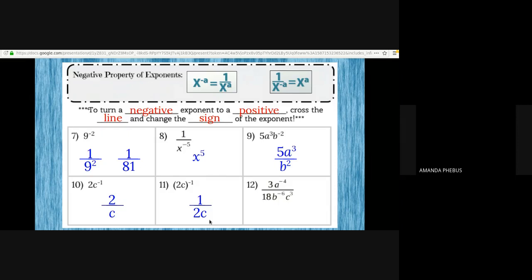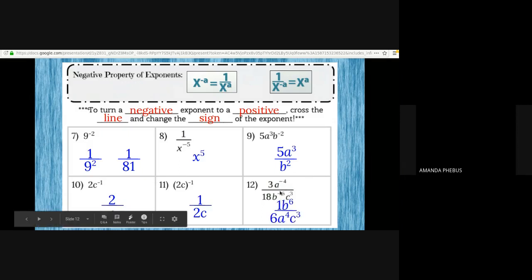All right, on number 12, we're going to get more into division later. On number 12, you need to think about this in terms of a fraction. So think of this as 3/18. That can be simplified as a fraction. 3/18 can be simplified to 1/6. And then I'm going to write that 1/6 out in just a second. But then I need to look. A doesn't want to be on top. We're going to move it to the bottom. B doesn't want to be on the bottom and wants to move to the top. But look at C. C is positive. So C is going to stay in the denominator.